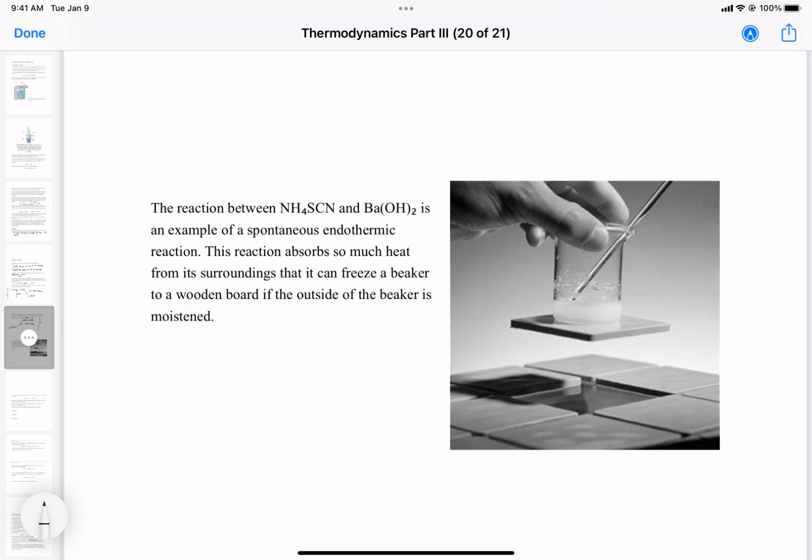So for example, we have the reaction between ammonium thiocyanate and barium hydroxide. This is a spontaneous endothermic reaction because the reaction absorbs so much heat from its surroundings that if your beaker has some moisture around it, it can freeze it. It can freeze it and potentially get it stuck to, say, a surface if it has some affinity for water. In this case, wood is composed of cellulose. Cellulose is a sugar, and it has a high affinity for water.